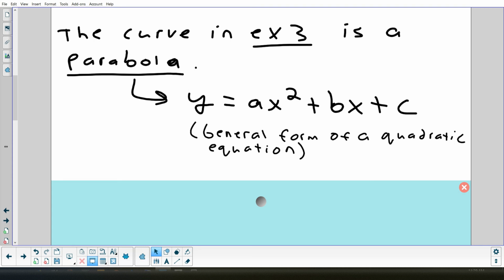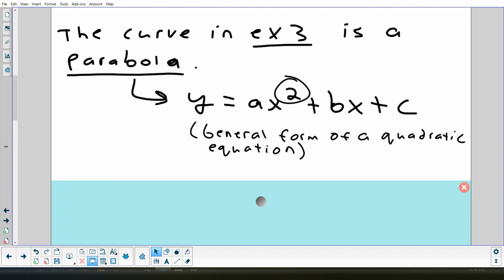X squared plus 10 is really one of the simplest parabolas you could have, because A is 1 and B was 0, so there was no middle term. But a parabola can look like ax squared plus bx plus c. That's called the general form of a quadratic equation, which when you draw it looks like a parabola.